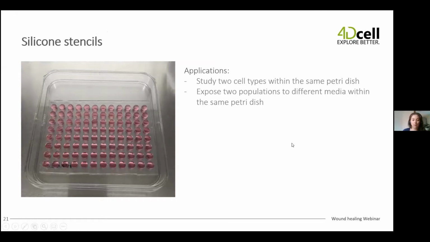And so using this, we could imagine that we could do lots of different things. For example, you could have a Petri dish in which you have several wounds, and you could use this type of stencil that we would cut for you to have different areas in the Petri dish where you may have, for example, 2 cell types, or you want to look at the same cell type, but using different media or different treatments in the 2 wells. So this is something we're developing right now.